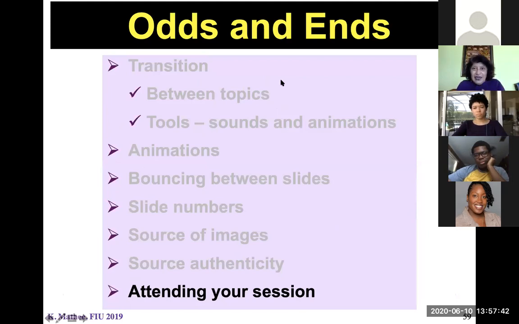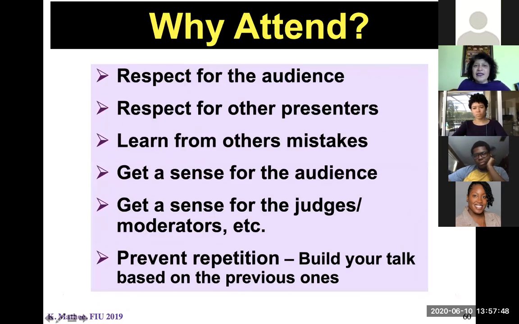So earlier we talked about odds and ends, and I want to talk about attending the sessions. Why attend? Okay. Very often when you're giving a presentation in a session, and I see that a lot with undergraduates in particular, if your talk is the fourth or fifth talk, you come in for the third or fourth talk. You miss all the rest. Whether you're preparing, whatever, it doesn't matter.